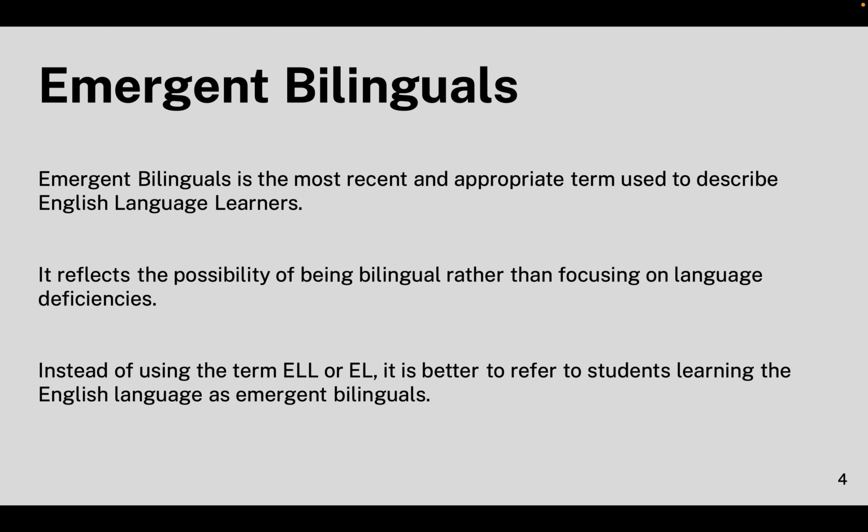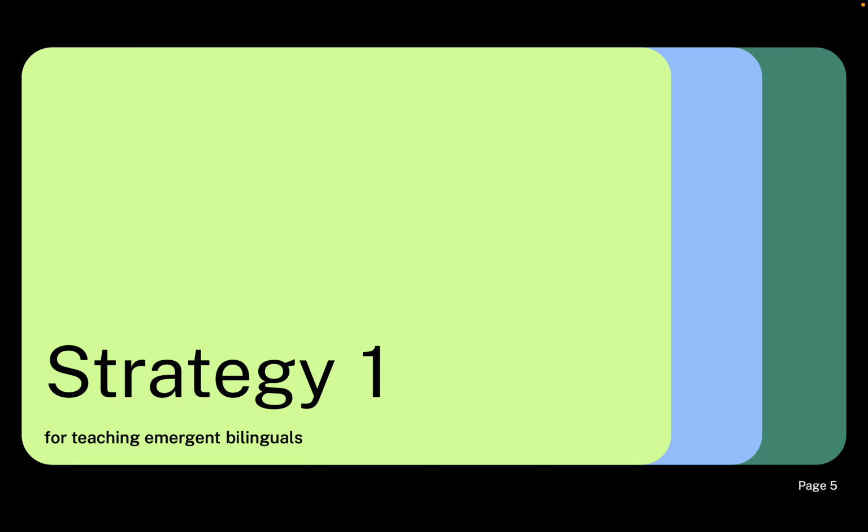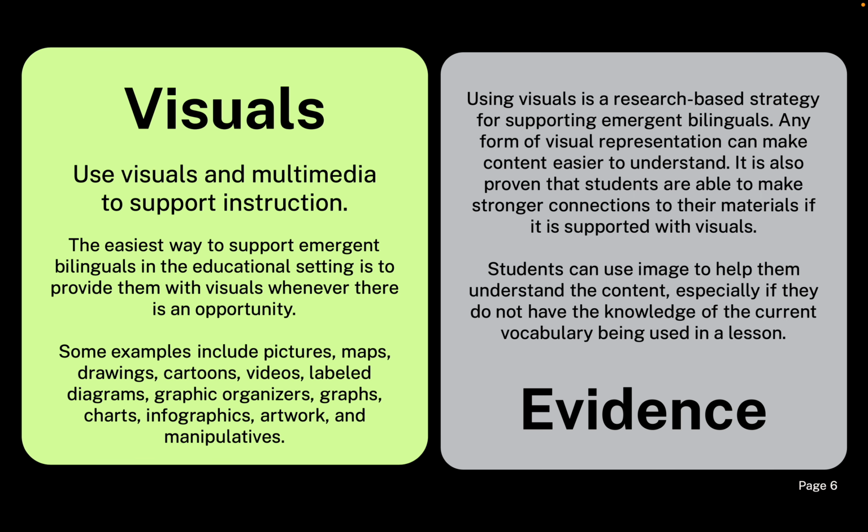Before we can discuss strategies, we need to know what it means when we say emergent bilinguals. Emergent bilinguals is the most recent and appropriate term used to describe English language learners. It reflects the possibility of being bilingual rather than focusing on language deficiencies. Instead of using the term ELL or EL, it is better to refer to students learning the English language as emergent bilinguals. Our first strategy for teaching emergent bilinguals is visuals, specifically using visuals and multimedia to support instruction.